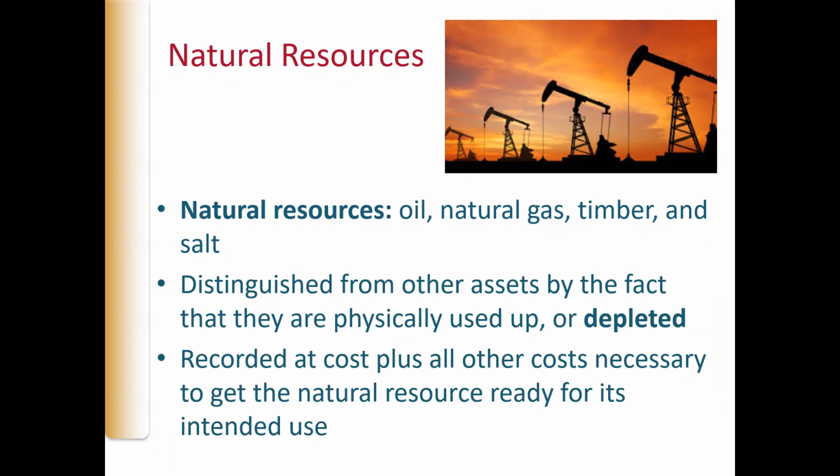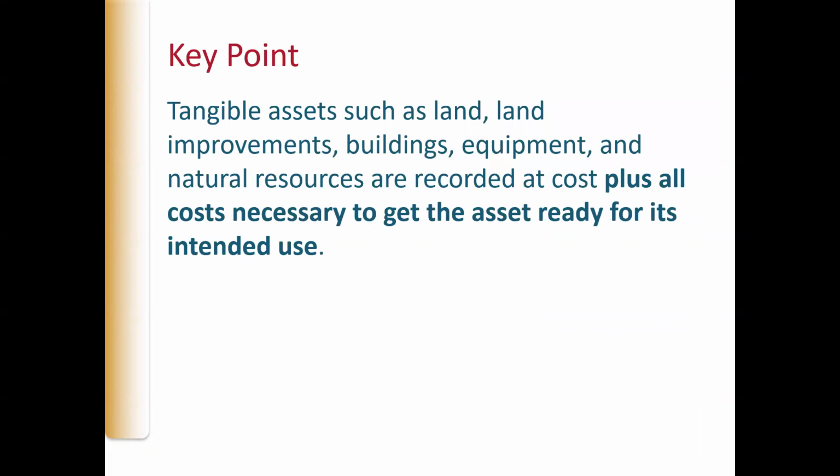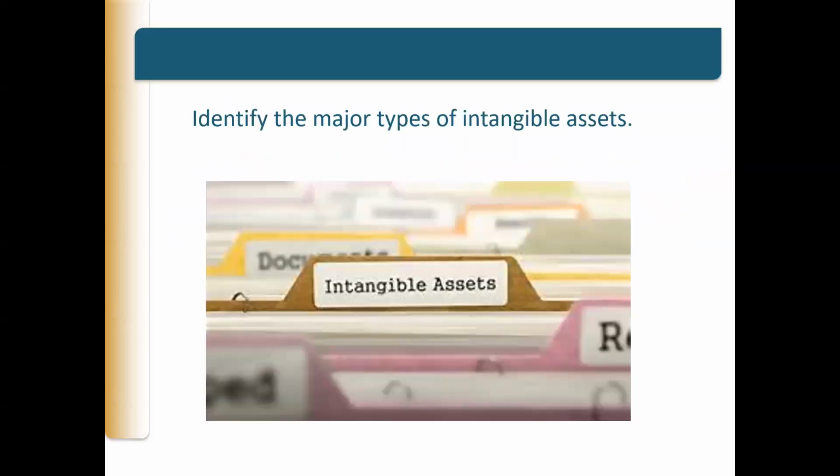Natural resources get recorded at cost, plus all the costs necessary to get the natural resource ready for its intended use. So what we're learning here is there's a variety of assets that we may record based on what kind of company we're dealing with. Tangible assets, such as land improvements, buildings, equipment, and natural resources, are recorded at cost plus all costs necessary to get the asset ready for its intended use.